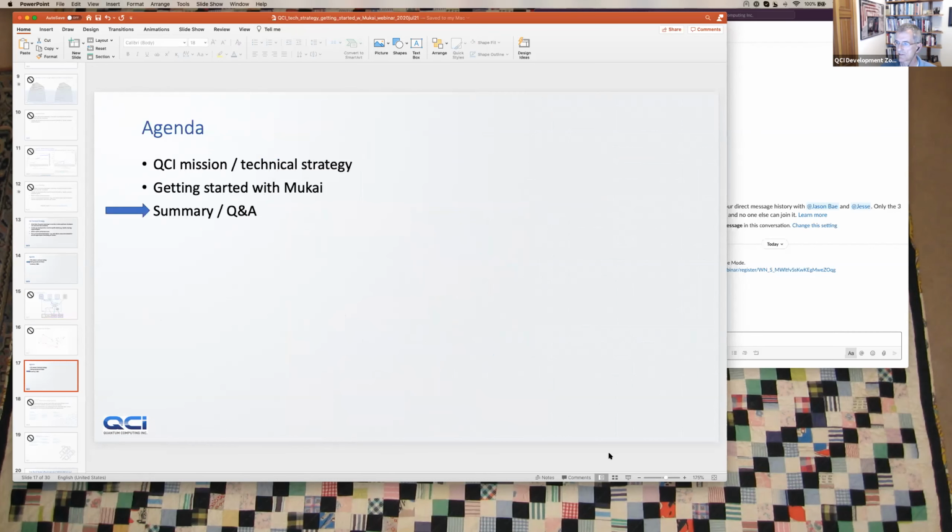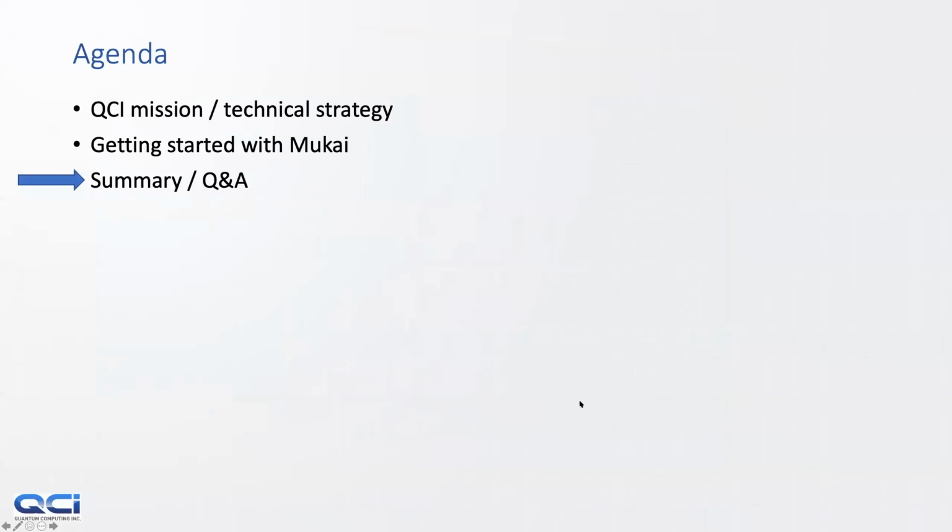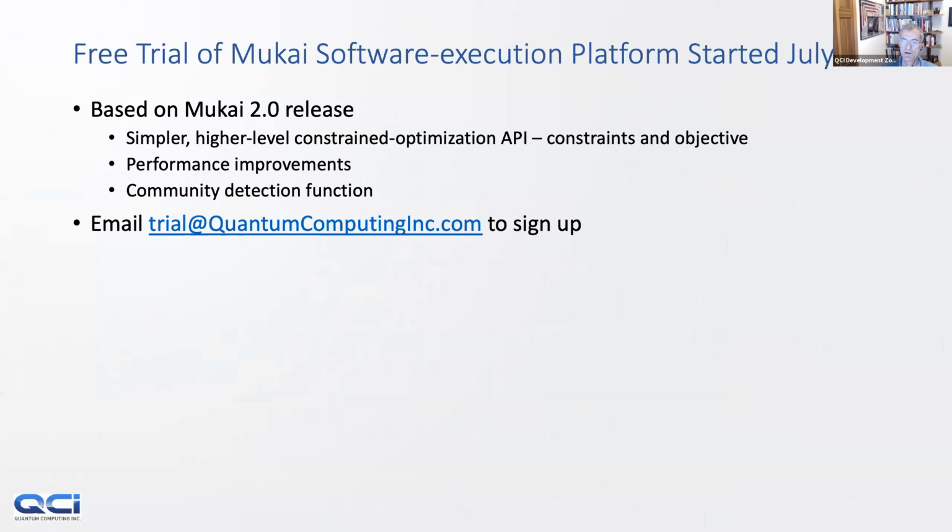So to summarize, we started a free trial of the Mukai software execution platform on July 6th. This is based on the Mukai 2.0 release, so it has in it the APIs that Jesse just walked us through, primarily the constraint optimization, which is the new one. So it's constraints and objective, a bunch of performance improvements that we put in, and the community detection function that Jesse walked us through as well. If you want to get into the trial, here's the email to do that.